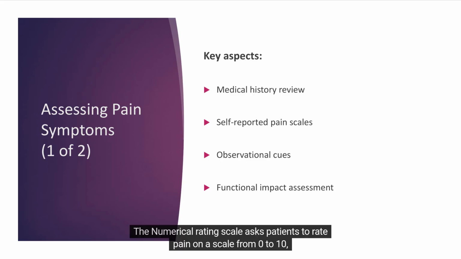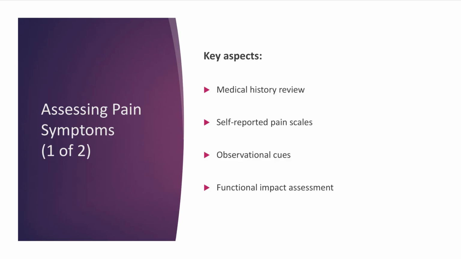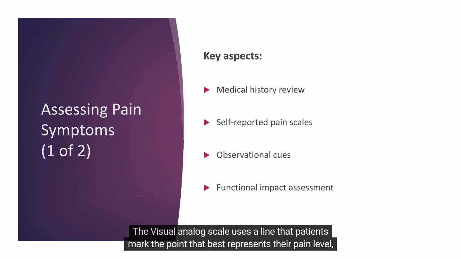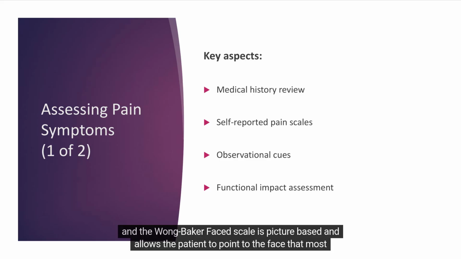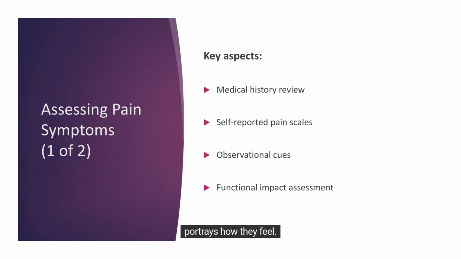The numerical rating scale asks patients to rate pain on a scale from 0 to 10. The visual analog scale uses a line that patients mark the point that best represents their pain level, and the Wong-Baker face scale is picture-based and allows the patient to point to the face that most portrays how they feel.